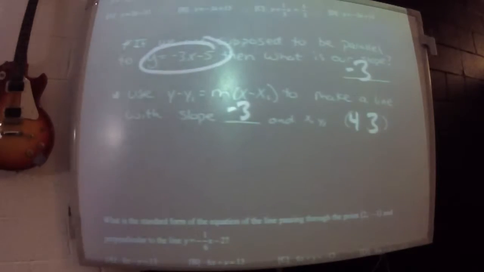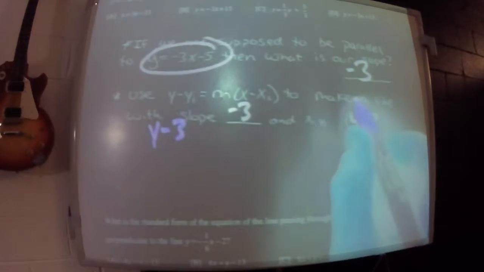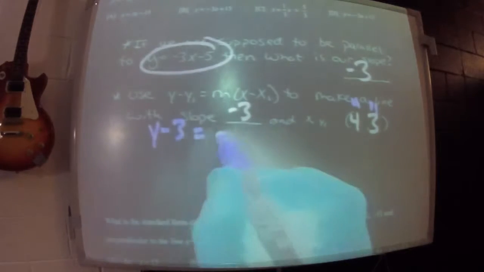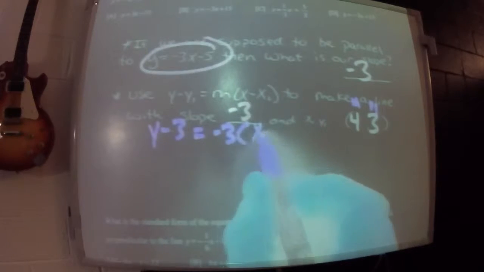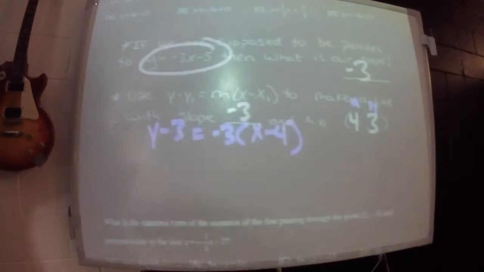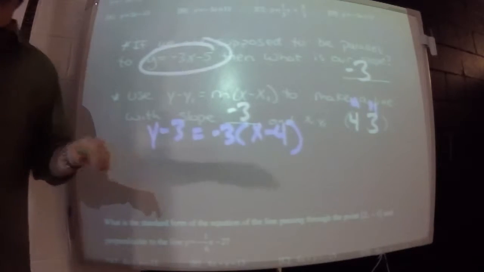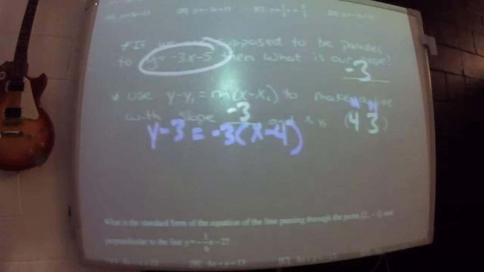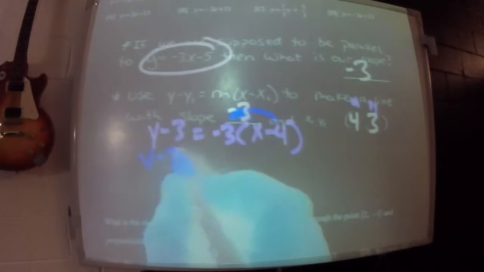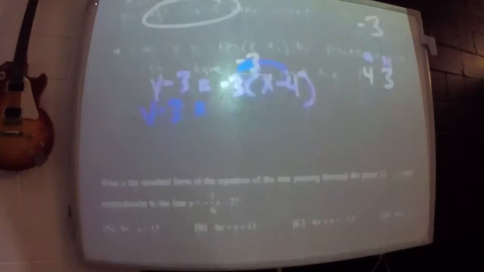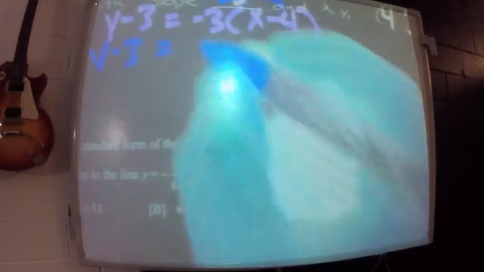So here's your y minus y1, and will be y minus what? 3. Y minus 3, because remember this is x1, y1. Equals what's your m? -3. And then x minus x1 will be? X minus 4. That's in point slope form. Anytime you make your equation in your point slope form, you're 2 steps away from y equals mx plus b. Step 1, distribute. So y minus 3 equals what? -3x plus 12.